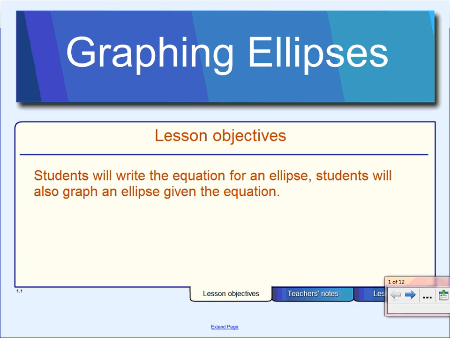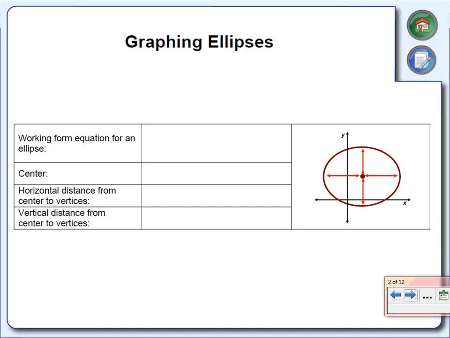Graphing ellipses. Today when we get done, you should be able to write an equation for an ellipse. You should also be able to graph an ellipse given the equation. Those two things are what we should be able to do once it's all said and done. All right, so the first thing we need to know is what is the equation for an ellipse?